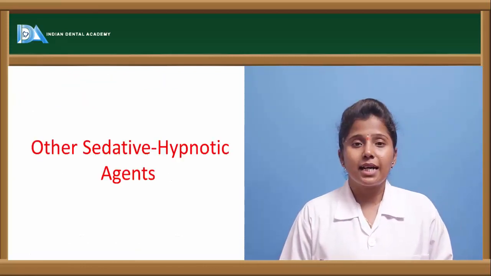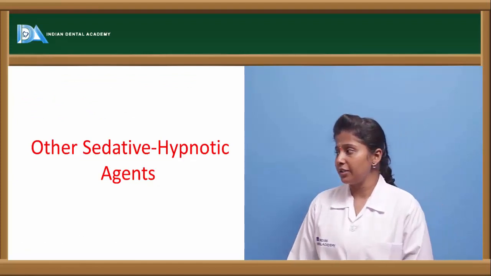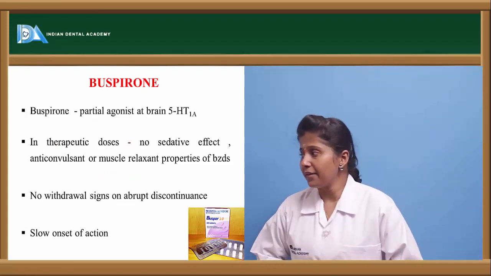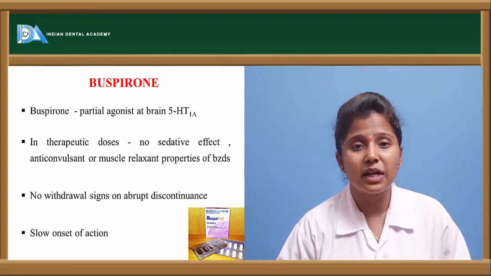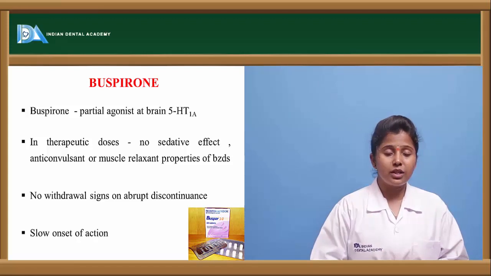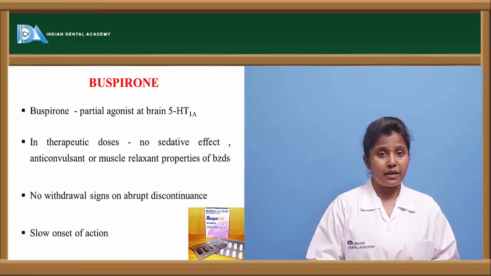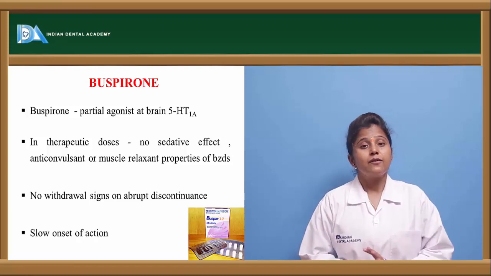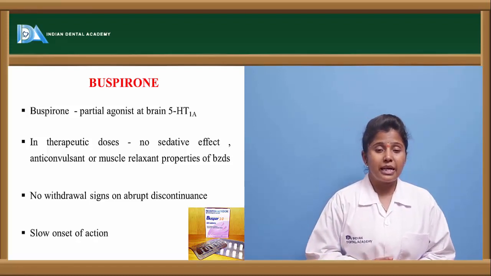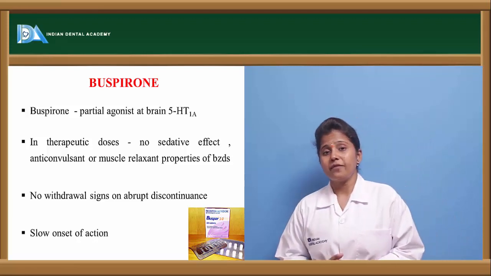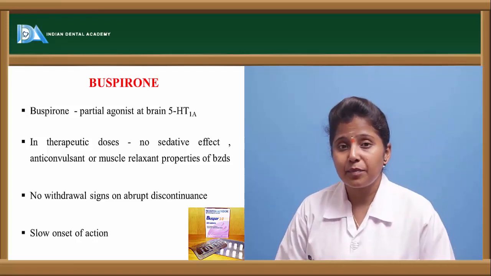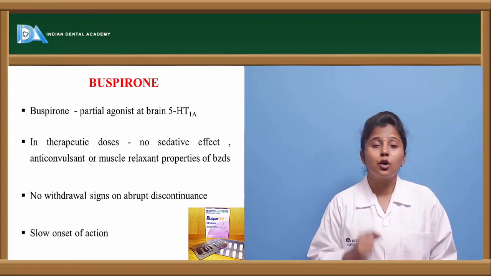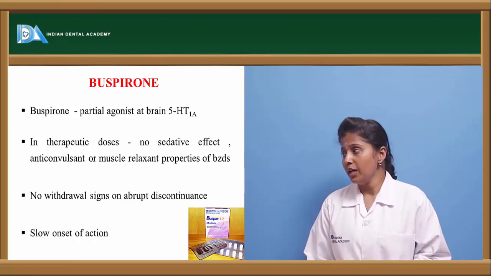There are other sedative hypnotic agents like buspirone. Buspirone is a 5-HT1A receptor agonist. These are serotonin receptors, 5-hydroxytryptamine receptors. There are 5-HT1, 2, 3, 4 and 5 receptors, and in 5-HT1 we also have 5-HT1A and 5-HT1B. Especially for 5-HT1A, buspirone is a partial agonist.